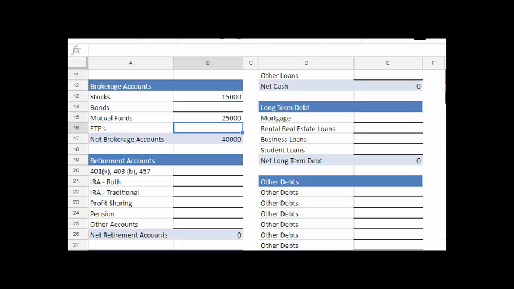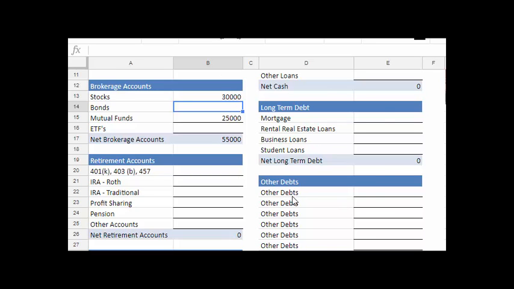Also, if you have any company stock from your employer, you could add that into the stock amount as well and put it into that first block. Remember, at this point, we're just getting the big picture. So you're not looking for what's in each individual account. You just want a total from all your different places.